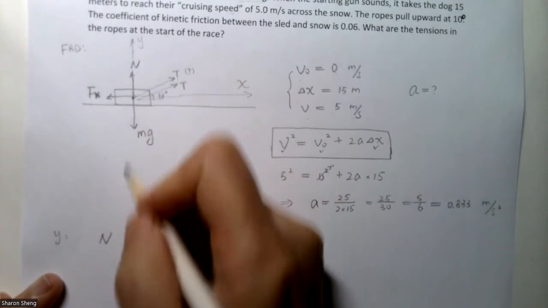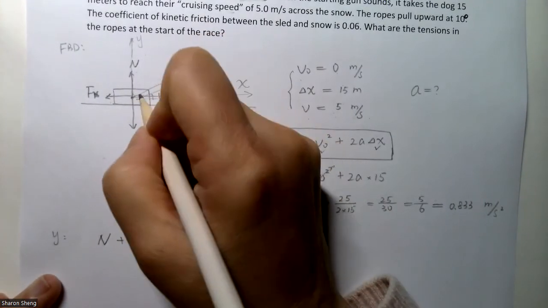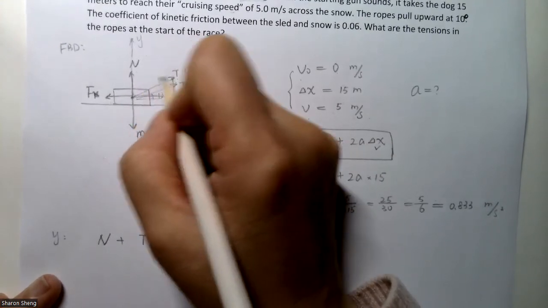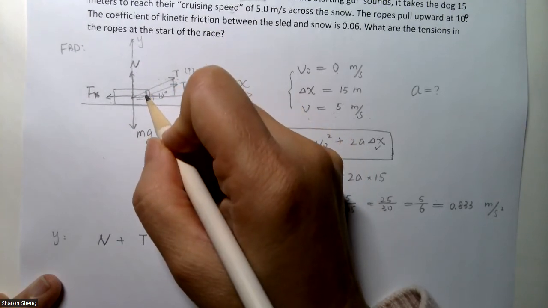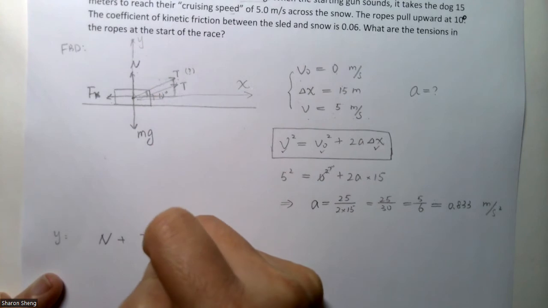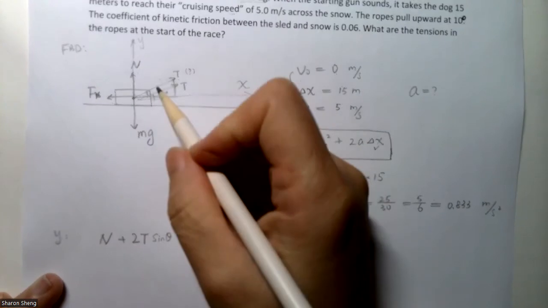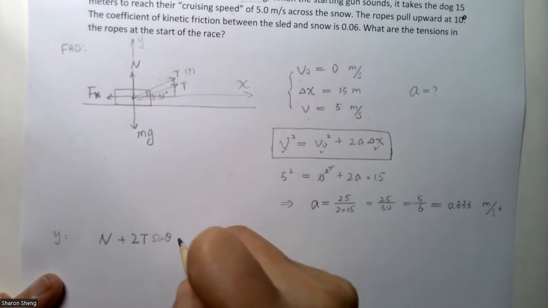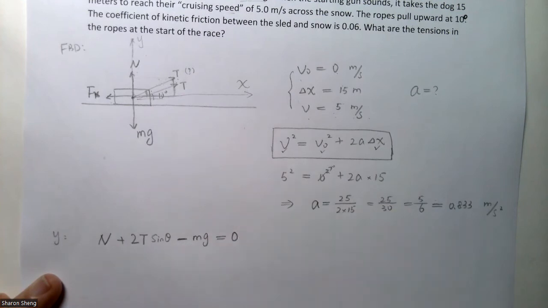So N plus what? Plus T times... when we decompose the tension, the vertical component. This T, decompose it, what's its y component? T times sine theta. So T times sine theta, because there are two T, double it. So those are the tension pointing upward along the y direction. Then minus what? Minus mg equals 0.